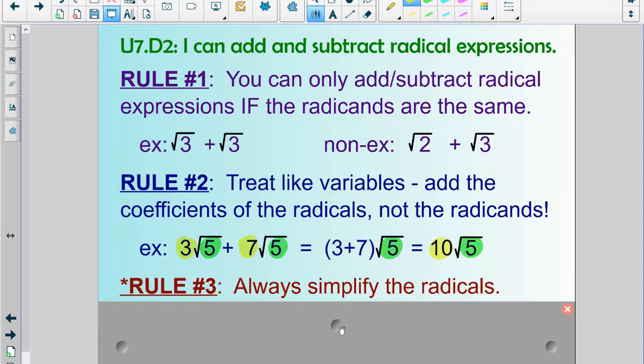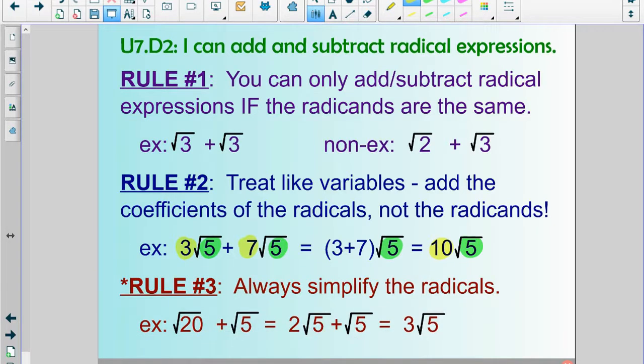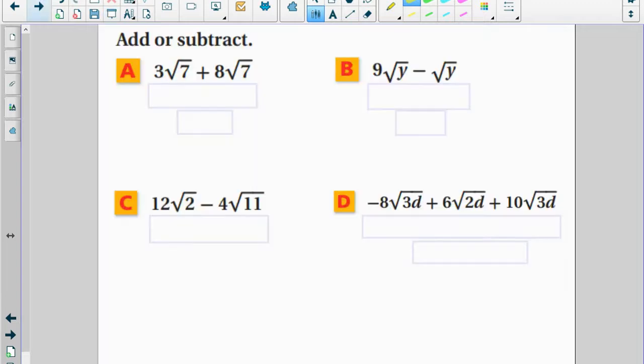And rule number 3, we just make sure that we always simplify our answer. If when we add two radicals together, we get something that can still be simplified, we go ahead and simplify it. So here are some examples to help understand how we add and subtract radicals.